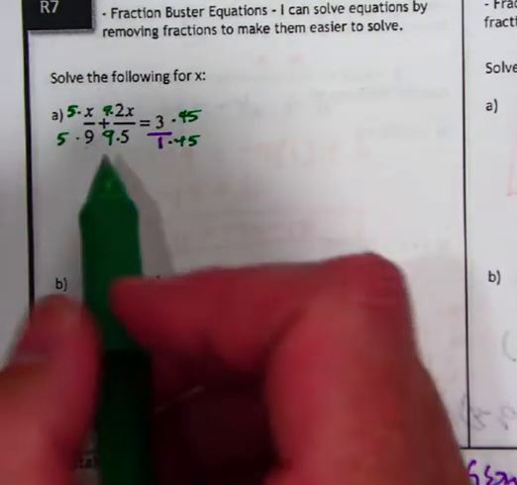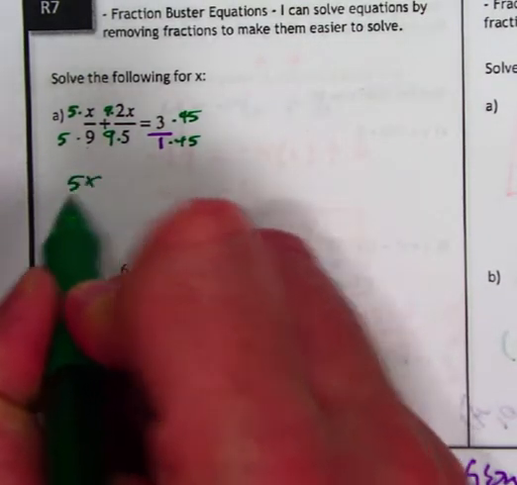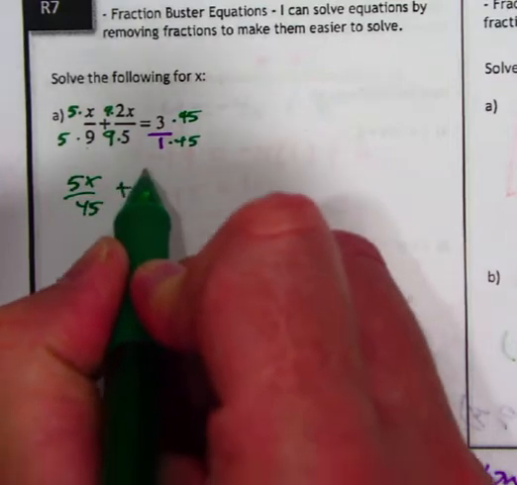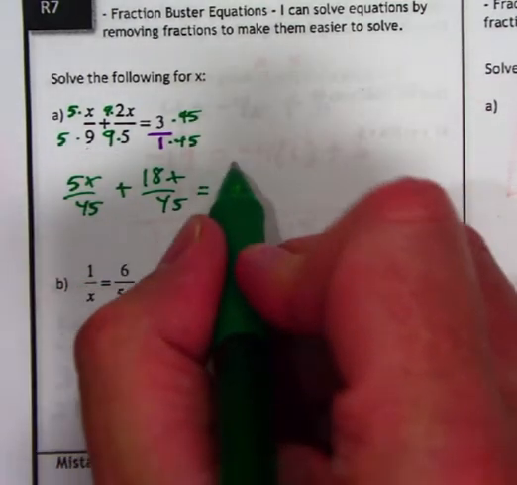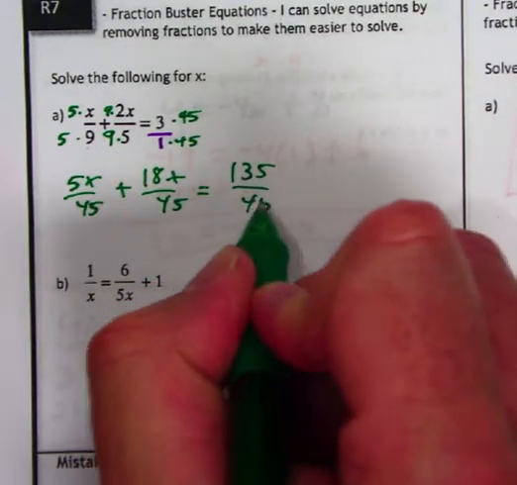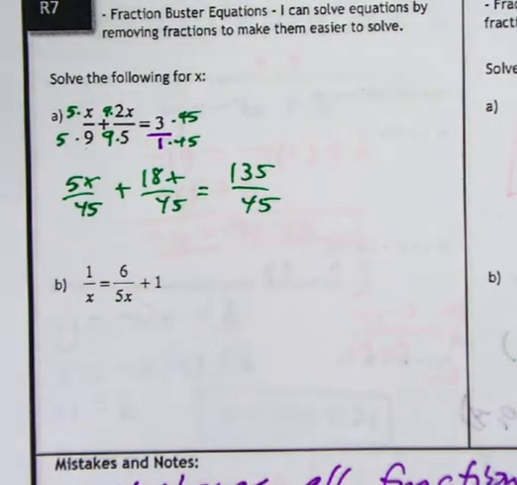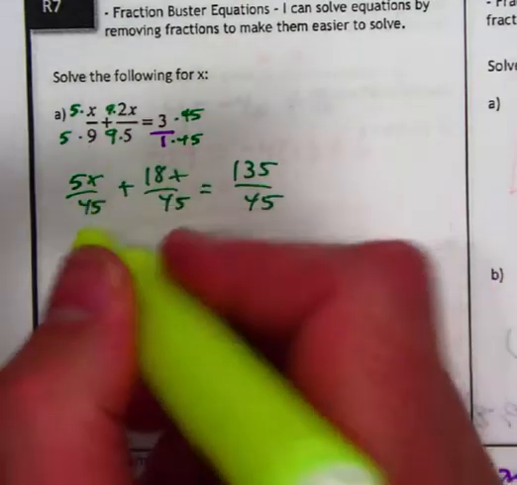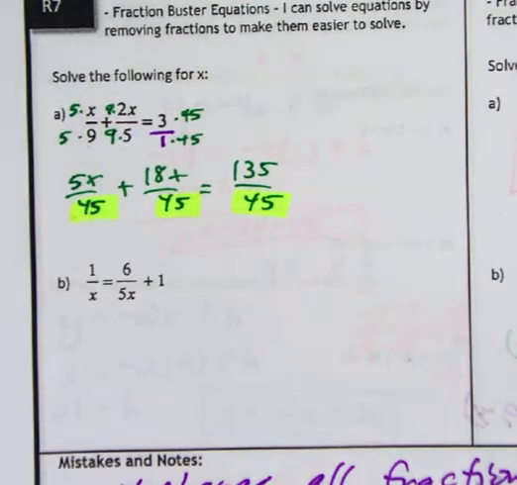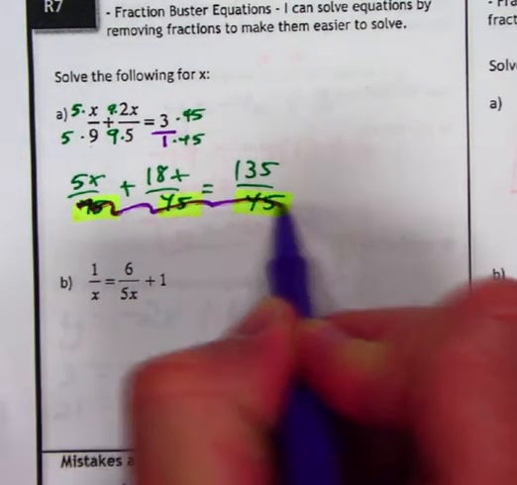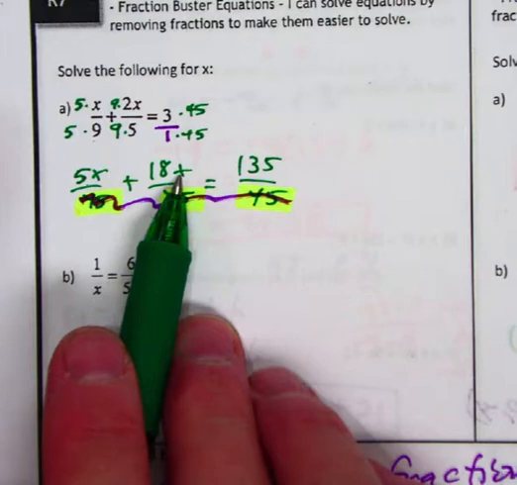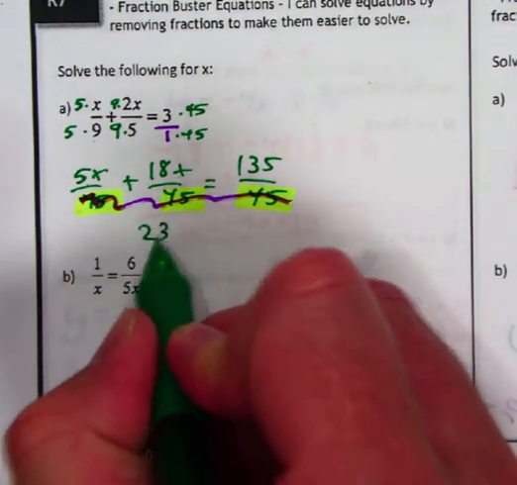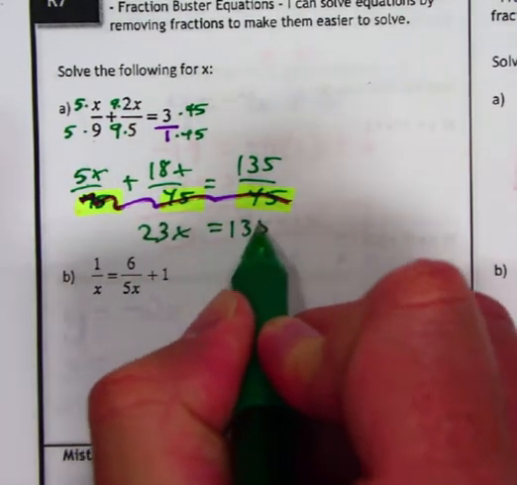So then once you did that, you would have 5x over 45 plus 18x over 45 equals 135 over 45. Now that's the magic moment, because now all of the denominators are the same. They're all 45. Woohoo! So that means we can cross them off and we don't even care about them anymore. That's just the way it goes. And then we end up with 5x plus 18x, well, we call that 23x in the business, equals 135.